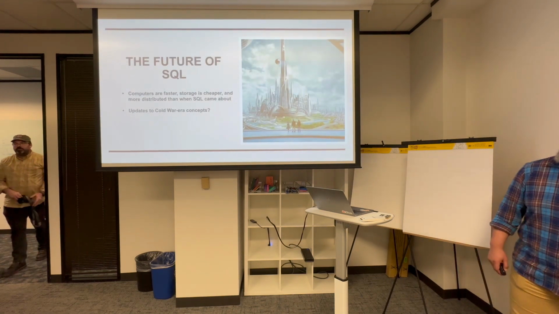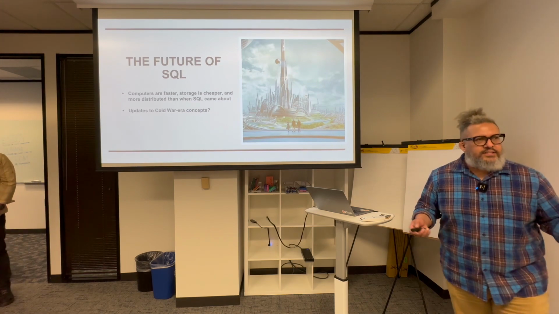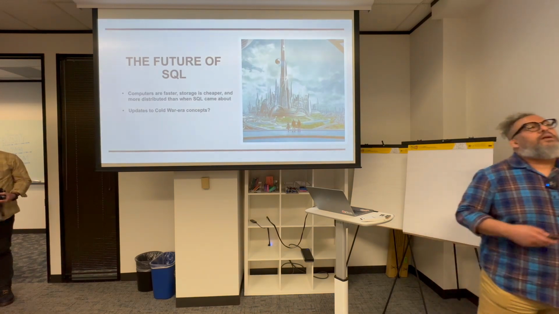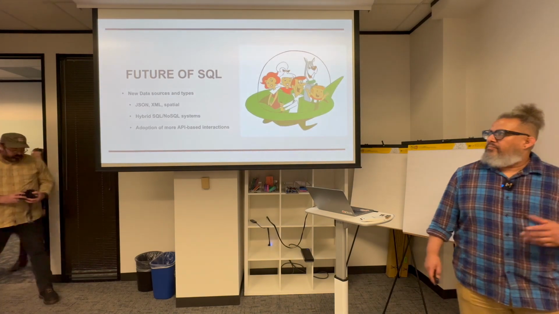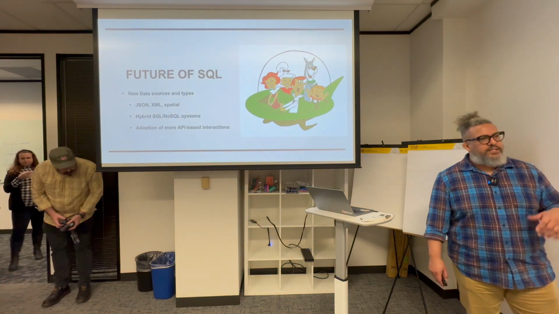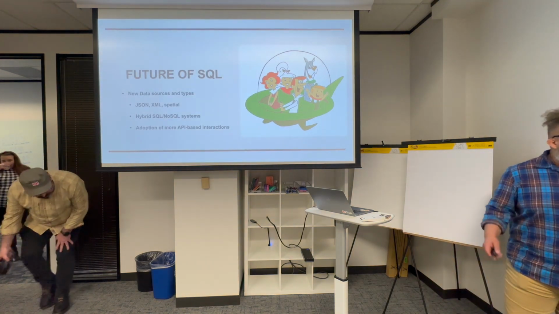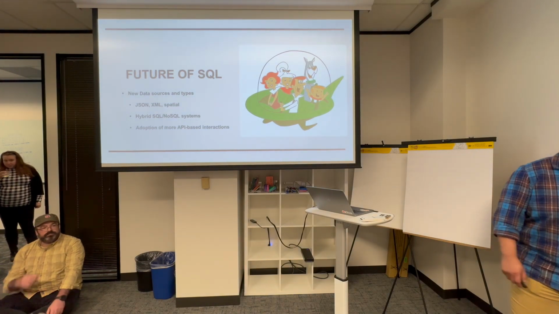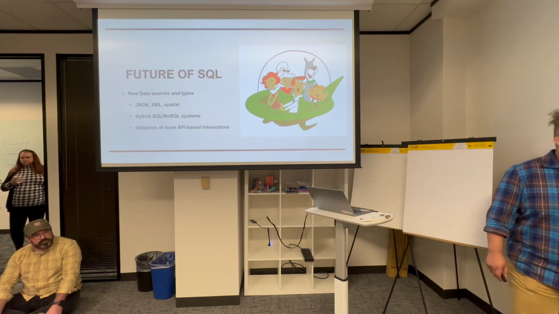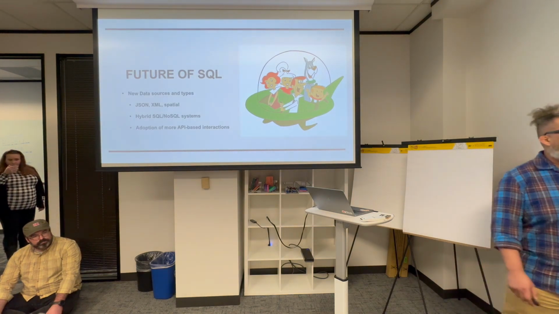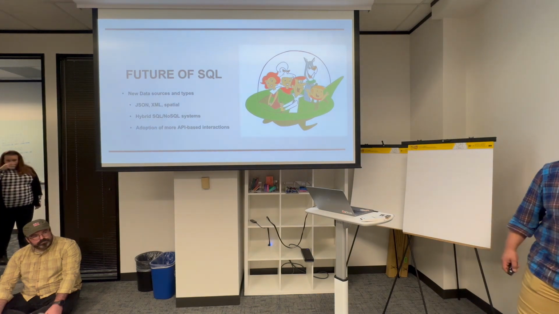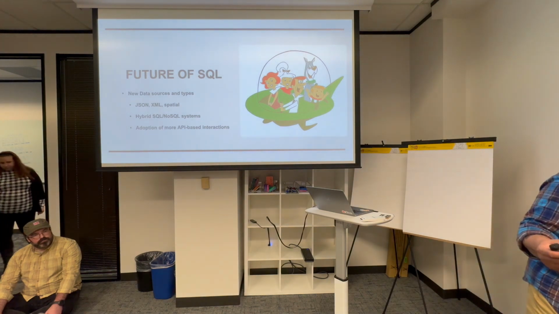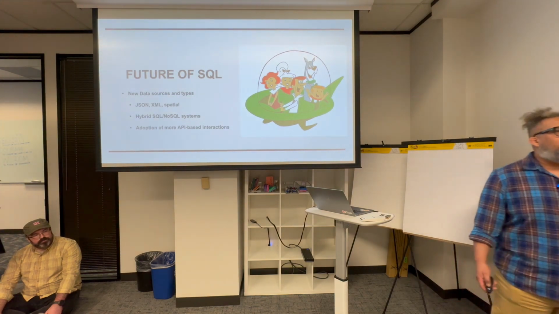So let's talk about the future of SQL, right? Computers are much faster, storage is much cheaper and more distributed than when they first came out in the Cold War. So now, what does SQL look like in this day and age? Well, you've got new data source types, JSON, XML, spatial, other data like that. You've got hybrid SQL, NoSQL systems. Sometimes you've got the document store engine for Postgres and things like that. You've got Amazon Aurora, which is a good example of having an SQL database on a document backend. And then you've got adoption of more API-based interactions versus just using an SQL query to query a database. Now you have more APIs that let you do it a little bit differently than you had before.